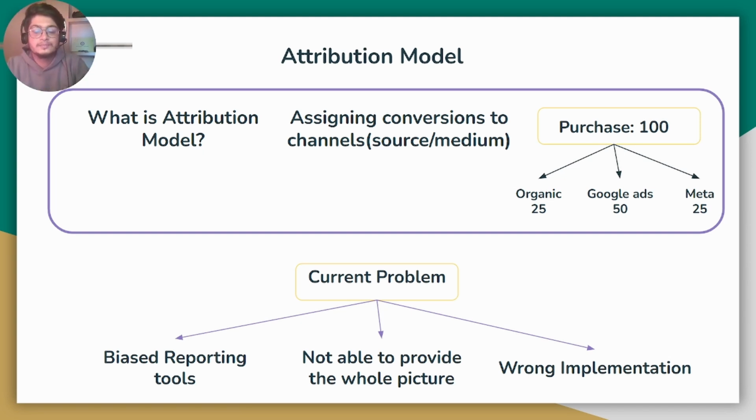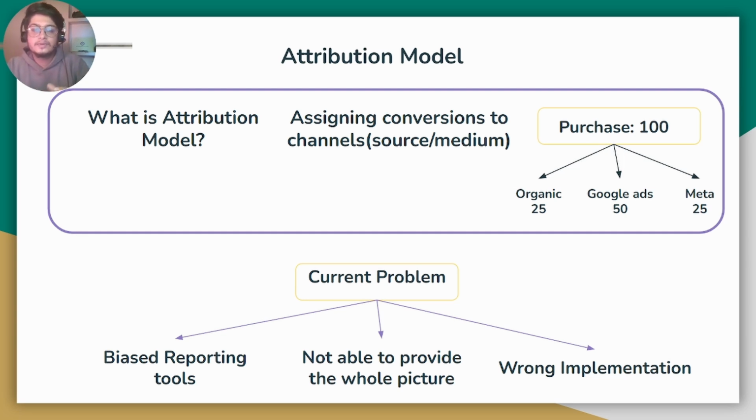And the second most important problem in the current market is that many of these attribution models do not provide the whole picture. Let's say the conversion journey has three or four different sources. First the user came from an organic source, then from a direct source, and then from Facebook or Instagram. There may be three or four different sessions where the user came from different sources.